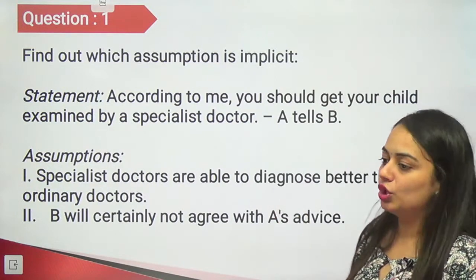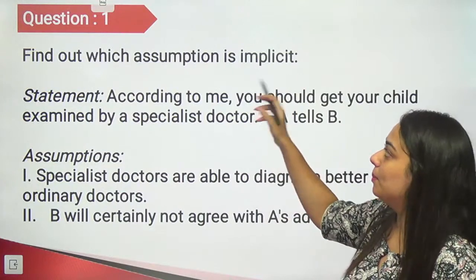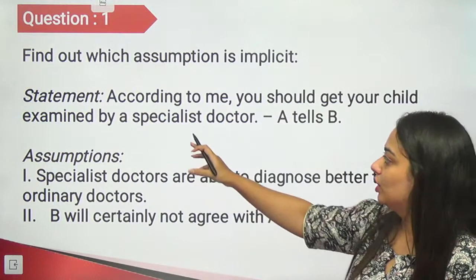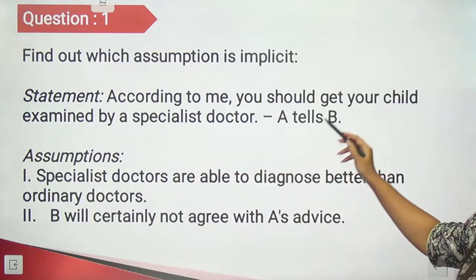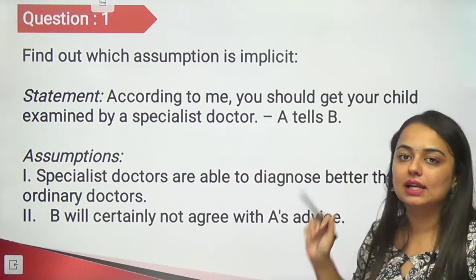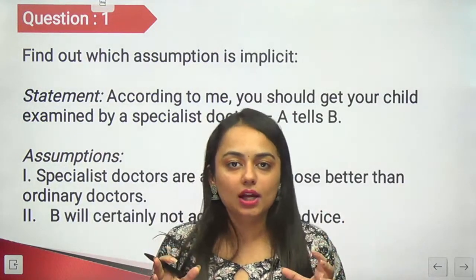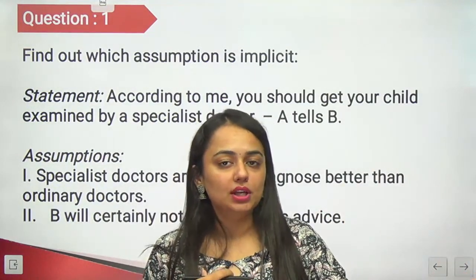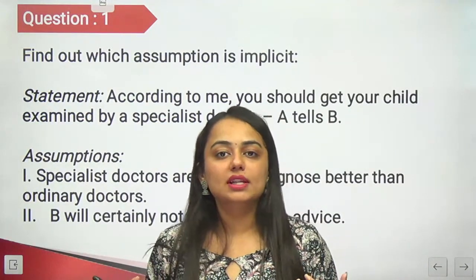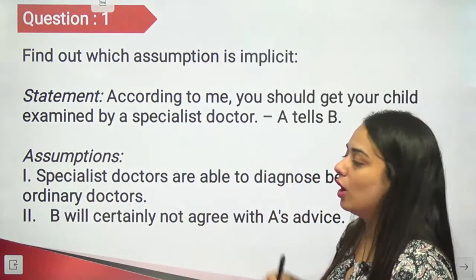So in this question, you are asked to find out assumptions. We have to find out implied assumptions which are implicit, which are hidden in the statement. So the statement is, according to me, you should get your child examined by a specialist doctor. A tells B. So a particular person whom we have named A is suggesting some other person B that you should get your child examined by a specialist doctor. What must have A assumed before saying this? So you have two options here.